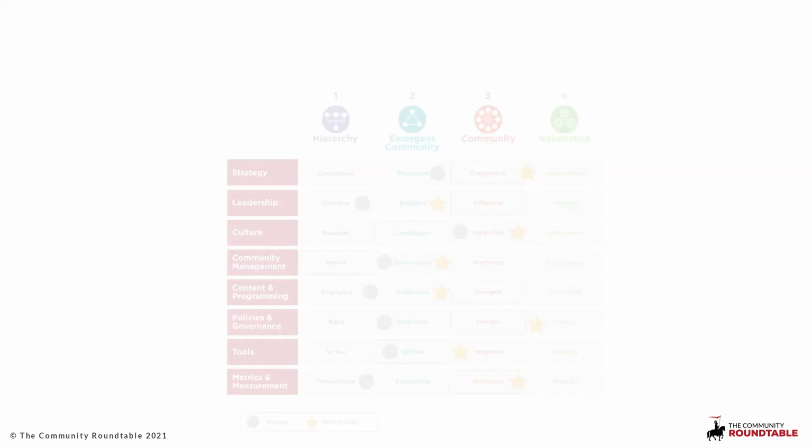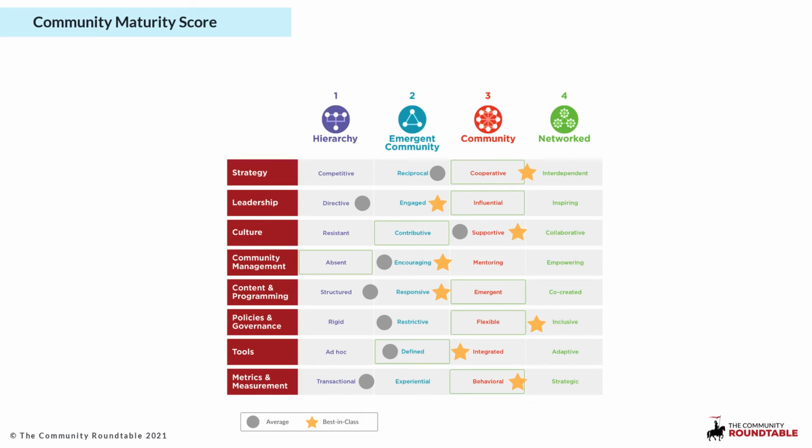You can assess the maturity of your community with the Community Maturity Score, which estimates your community's maturity across all 8 competencies. You can also benchmark your maturity. In this example, you can compare against the average and best-in-class communities surveyed in the State of Community Management Research. For example, you can see that this community is more mature than average in some competencies like strategy, and less mature in others like culture.